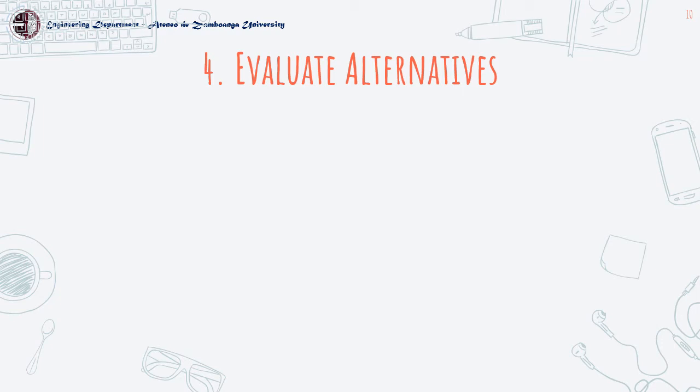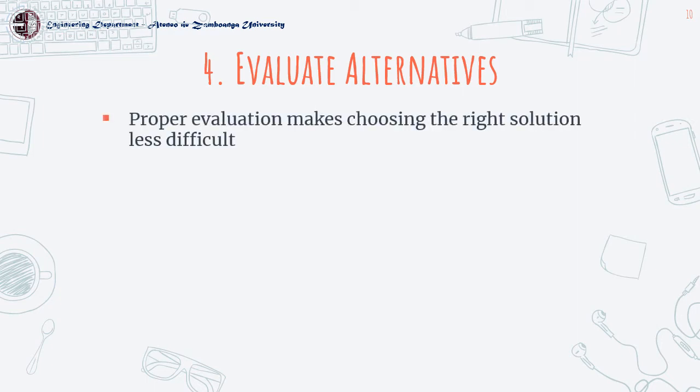After determining the viability of the alternatives and the list has been revised, evaluation of the remaining alternatives is important because the next step involves making a choice. So if you were able to properly evaluate the alternatives on your list, then this makes choosing the right solution less difficult.